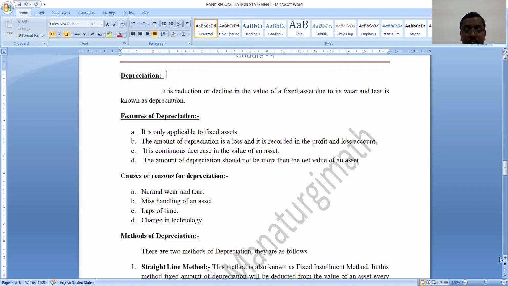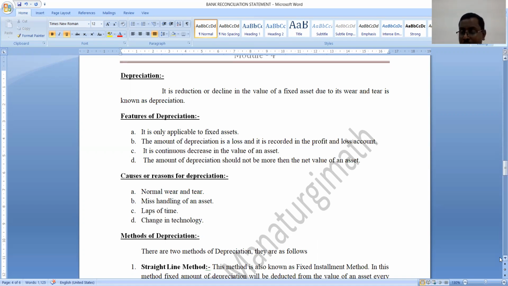And third feature is it is a continuous decrease in the value of an asset. Meaning, in case of depreciation, year by year, the value of the asset goes on decreasing. It does not mean that in one year its value decreases, and again it may increase. It will not happen like that. And the fourth important feature is the total amount of depreciation should not exceed the net value of an asset.